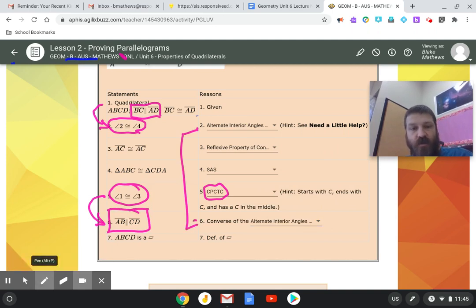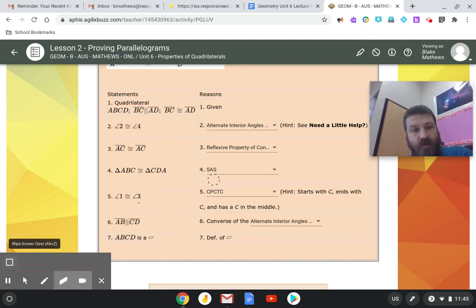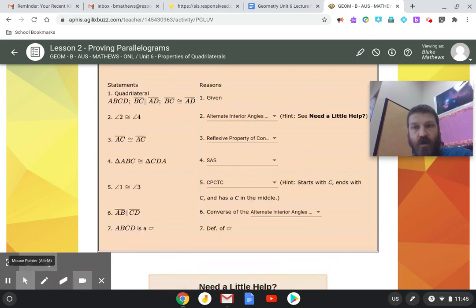And then lastly, that is all we need to prove that ABCD is a parallelogram. All right, thanks for bearing with me on that. So let me clear everything and move on to our next thing. So make sure you get all of those entered.